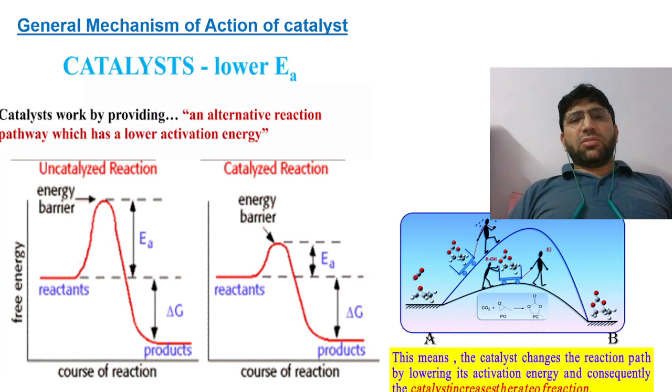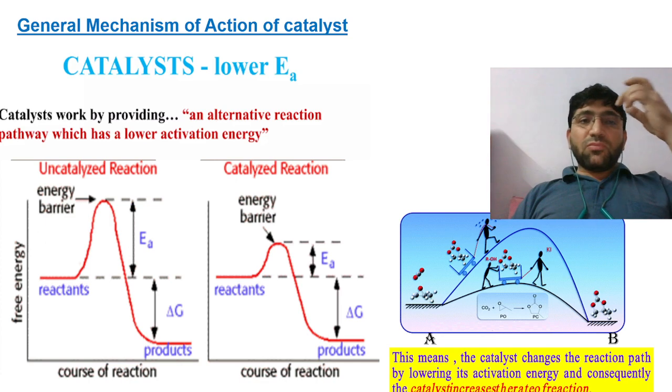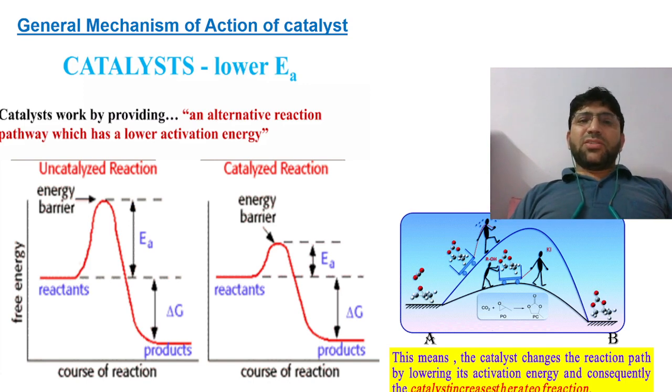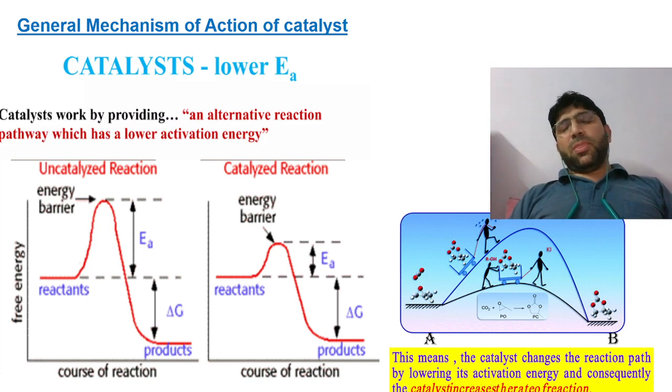Now let us come to the general mechanism. First we will see the mechanism of the catalyst. How does a catalyst basically work? When we talk about the mechanism of action, the catalyst enhances the rate of the reaction. But how does it do this? Basically, the catalyst decreases the activation energy of the reaction.